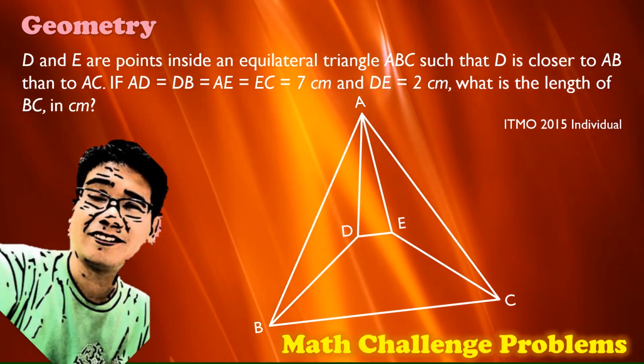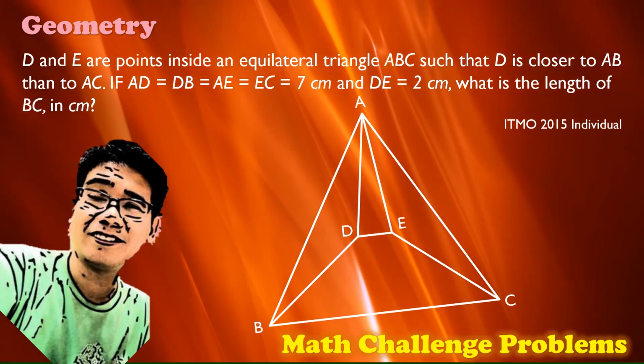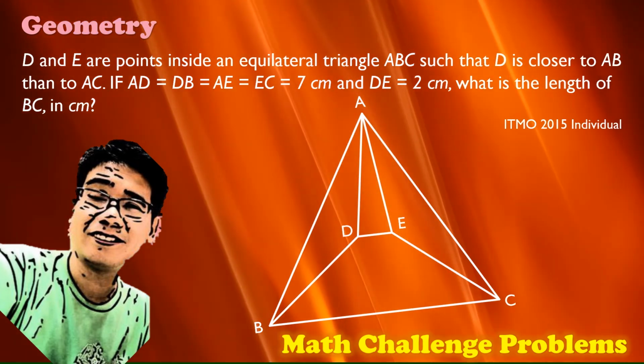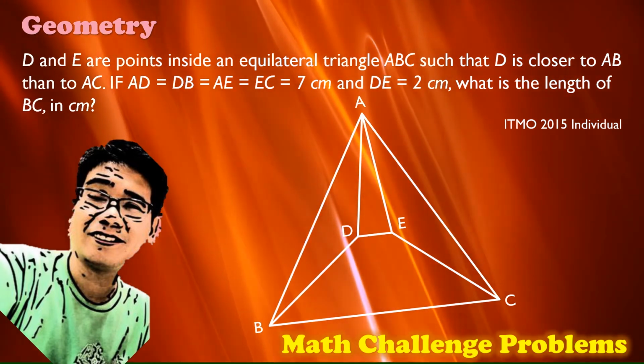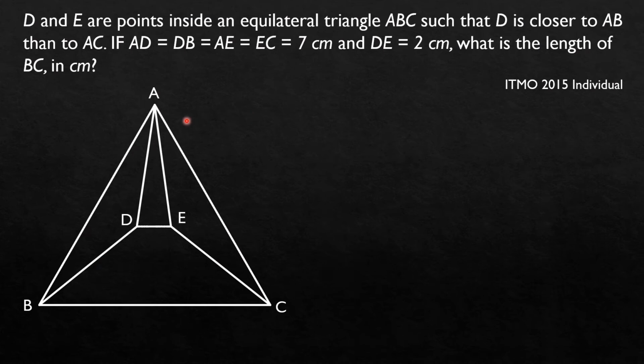Let us have geometry and a problem given in the 2015 International Teenagers Mathematics Olympiad Individual Contest. Let us have this problem. D and E are points inside an equilateral triangle ABC such that D is closer to AB than to AC. If AD is equal to DB, equal to AE, equal to EC, equal to 7 centimeters, and DE is equal to 2 centimeters, what is the length of BC in centimeters?